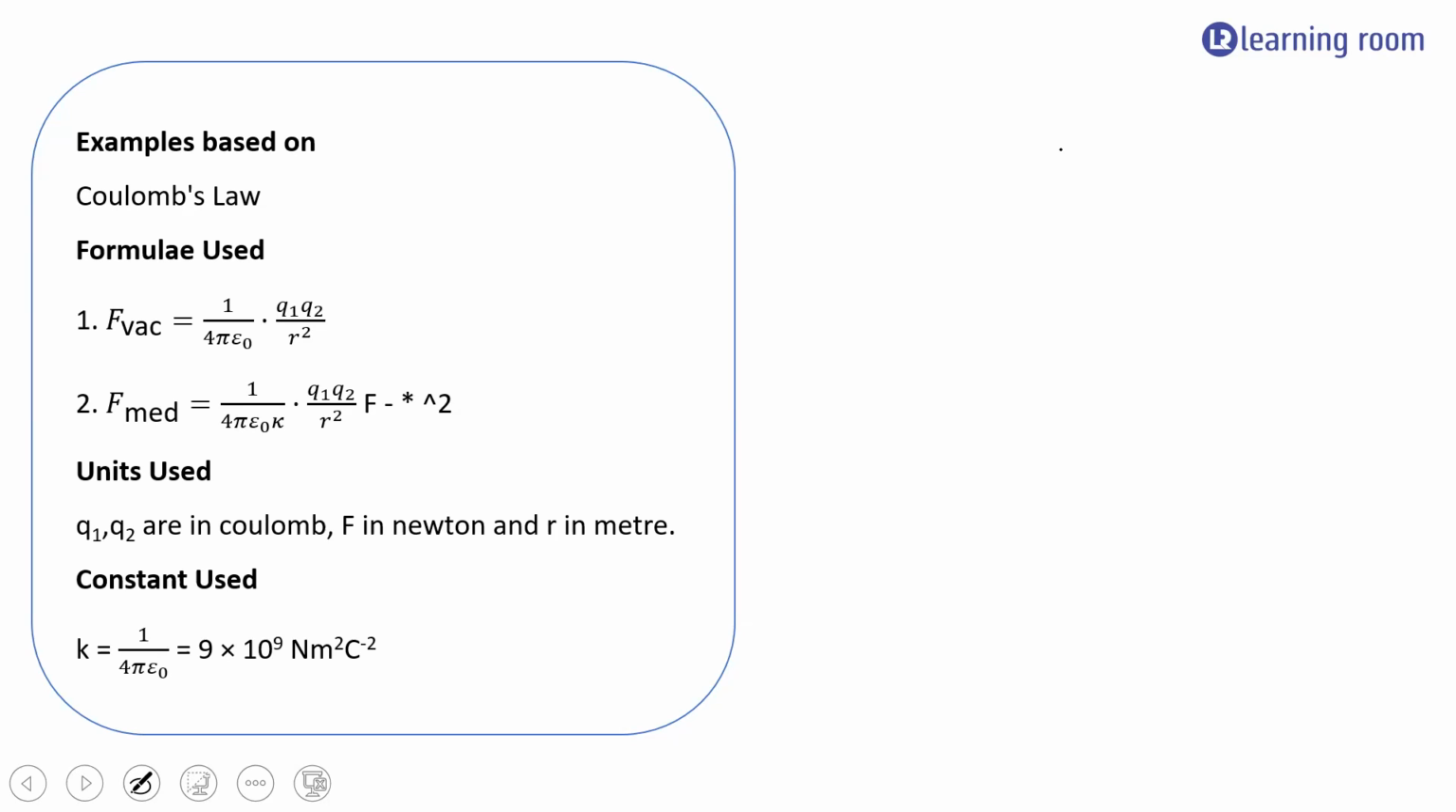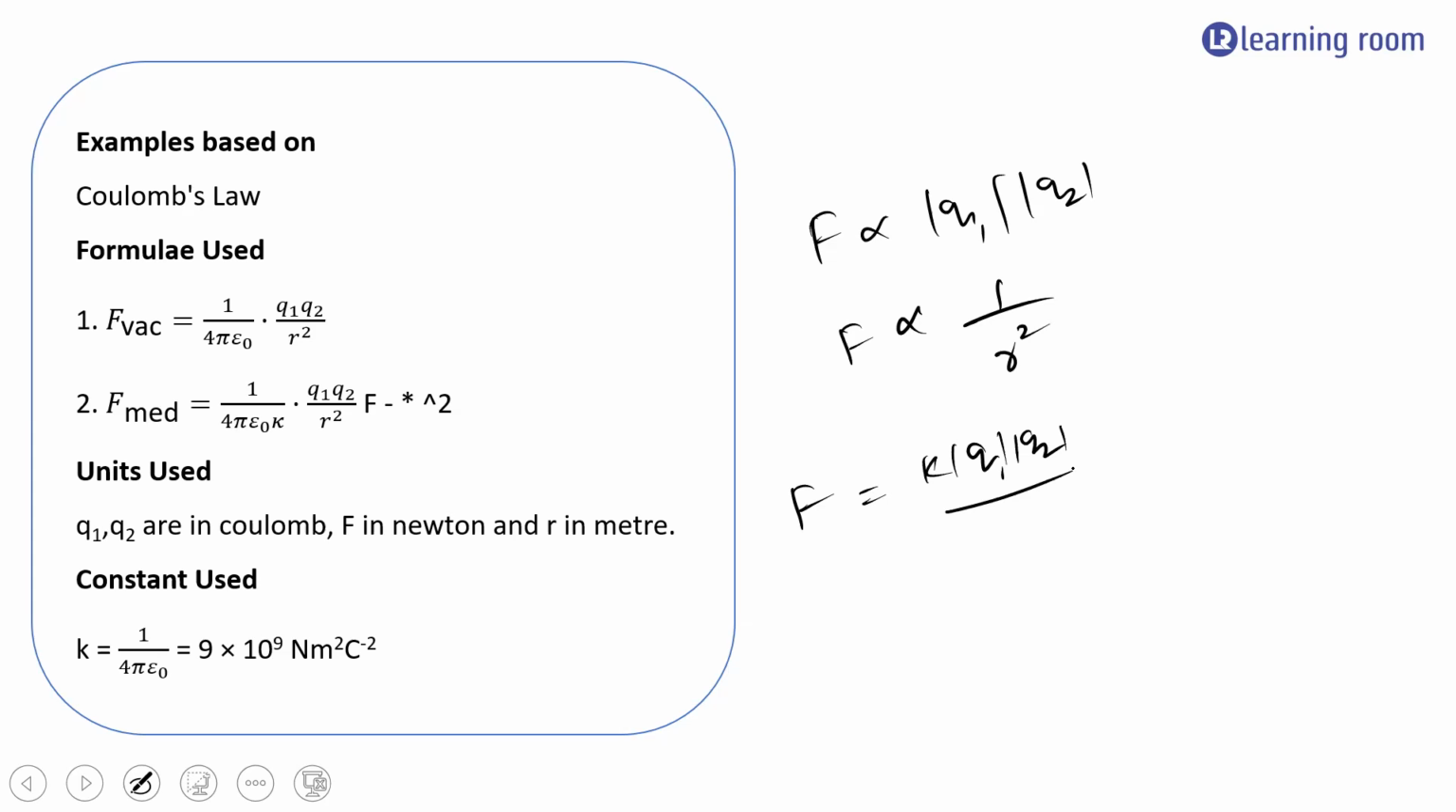If you have a system of 2 point charges separated by a finite distance, then the force of attraction or repulsion between them is directly proportional to the magnitude of Q1 into the magnitude of Q2 and inversely proportional to the square of the distance of separation between them. Am I right? So F will be equal to K times Q1 Q2, the whole divided by R square.